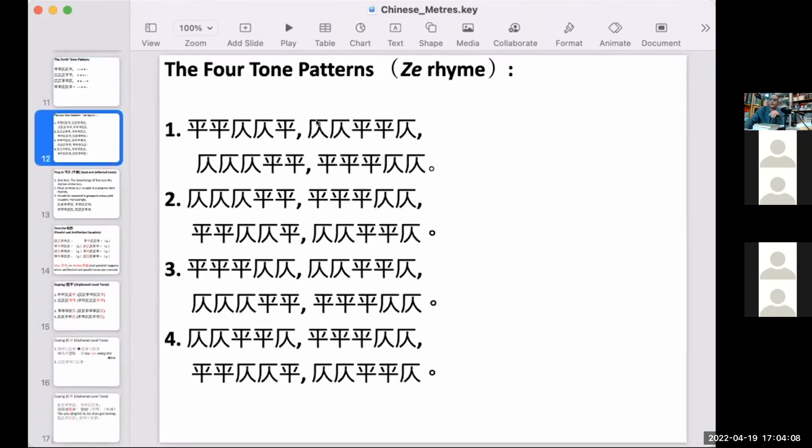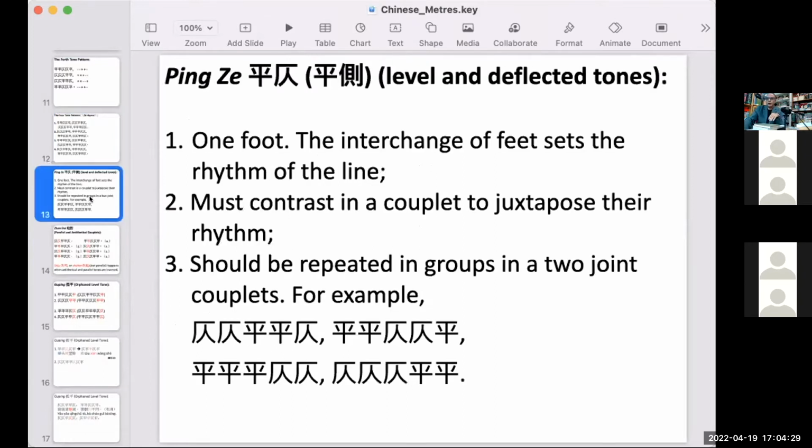So these are the four tone patterns, but with tsu rhyme. As you can see, the second line and the fourth line end with tsu. Then we know right away that this is tsu rhyme, and the same for the second pattern, third, fourth, same idea. So what is this ping tsu? Ping tsu together, they are one foot.